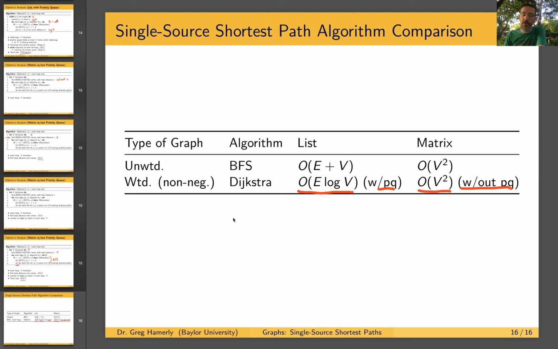And if you compare those with the size, well, the size of a list-based graph is E plus V, and the size of a matrix-based graph is V squared. So you can see that both breadth first search and Dijkstra's algorithm using a matrix are as efficient as reading the graph itself, but they differ in their cost and their runtimes. For the list-based representation, breadth first search at E plus V is as fast as reading the graph, but Dijkstra's algorithm at E log V is a little bit slower than the cost of just reading the graph.